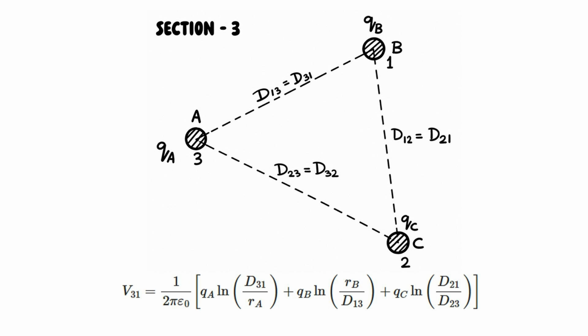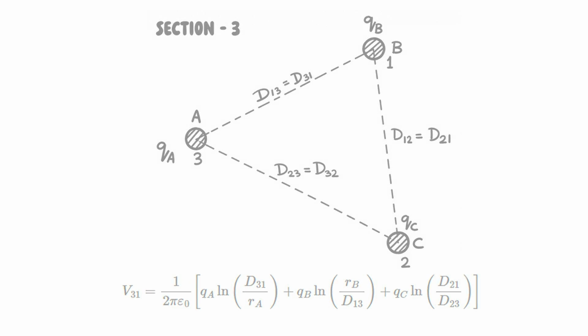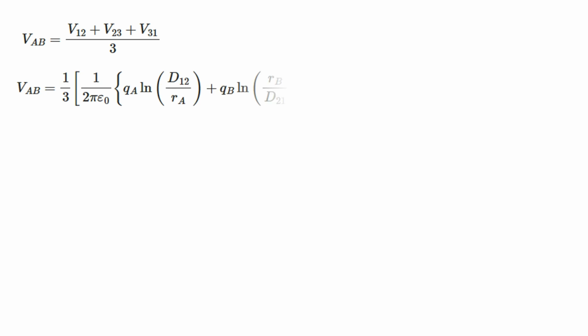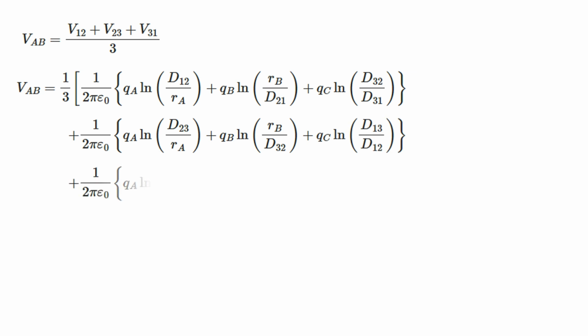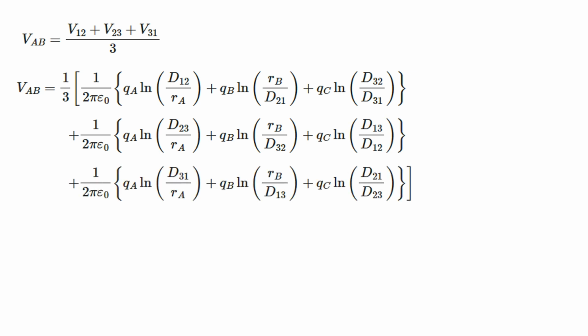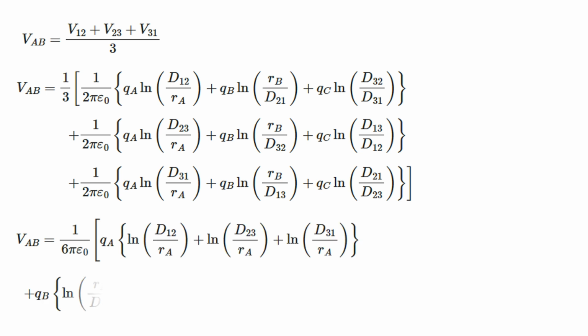Now, we will consider the average voltage appearing across conductors A and B. That is, VAB equals V12 plus V23 plus V31 divided by 3. Substituting our calculated voltages into this expression, we get this expression, although it is a little bit longer. This can be simplified as VAB equals 1 divided by 6 pi epsilon 0 multiplied by within brackets this complete expression.